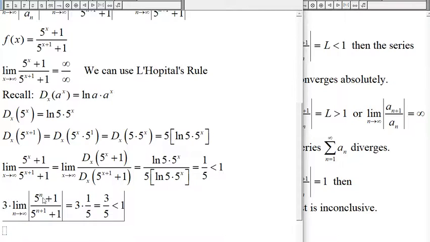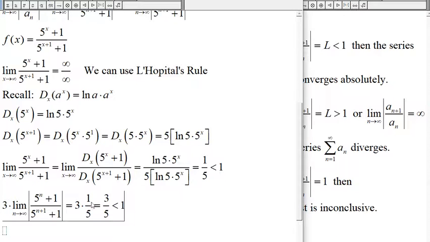And the reason we couldn't use L'Hopital's rule with n here is because n is a discrete number. n is 1, 2, 3, 4, 5. n is not a continuous variable. And so to use L'Hopital's rule, we have to have a continuous variable. So that's why, instead of taking the derivative of this, we change it to the corresponding continuous function before we can do the derivative. But we end up with the same result.